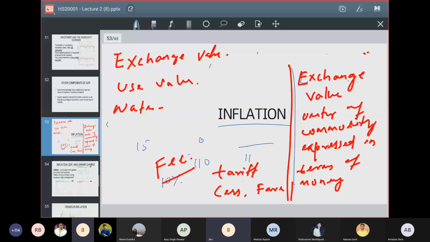In contrast, diamond, which is of little use to us, except probably for beautification, commands a very high exchange value, but it has very little use value. So that is why it is known as the water diamond paradox. In other words, your use value and exchange value may not go in the same direction.